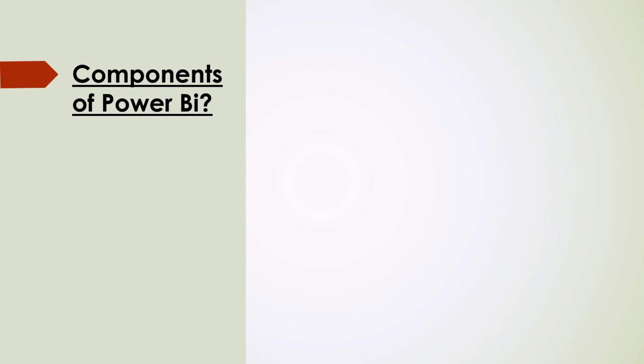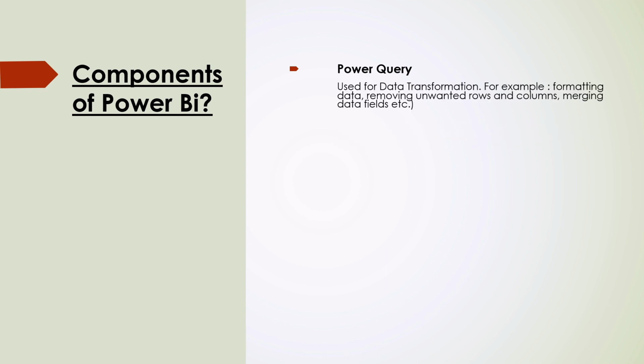So now let's understand what are the different components of Power BI. So we have Power Query. So friends, if you have understanding of advanced Excel, then you must be aware of this term Power Query, which we are using to transform the data. So in Power BI as well, we have an option to first transform the data with the help of Power Query. By transformation means like formatting the data, removing unwanted rows and columns, merging data fields, etc.